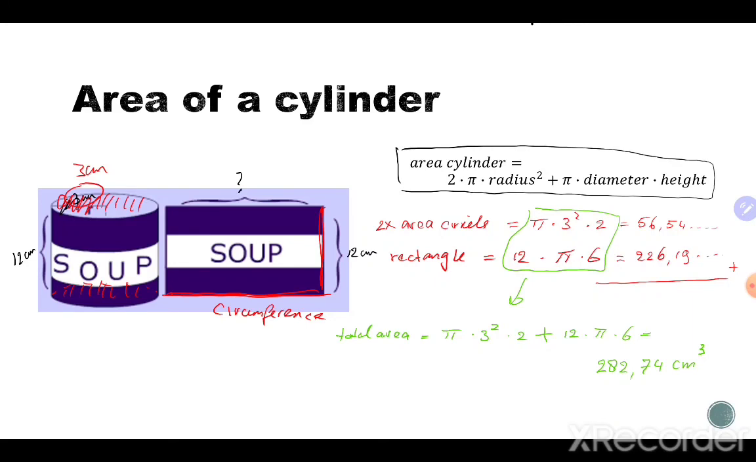Sometimes they ask you to calculate how many liters it is. So then you need to convert cubic centimeters into liters. So then you need to know that liters is exactly the same as cubic decimeters. So cubic decimeters will be dividing by 1000. So it is 0.28274 cubic decimeters. So that's rounded 0.3 liters. So maybe those kinds of questions you could have doing your homework.